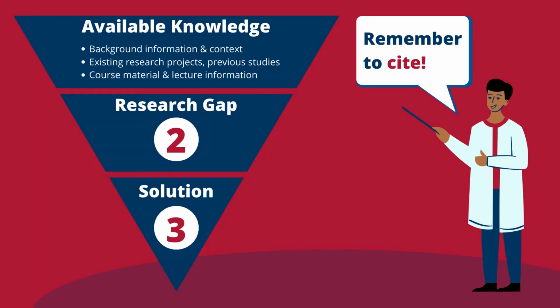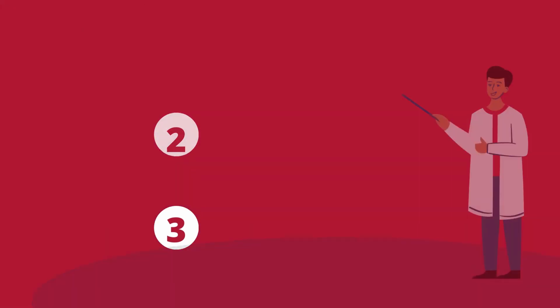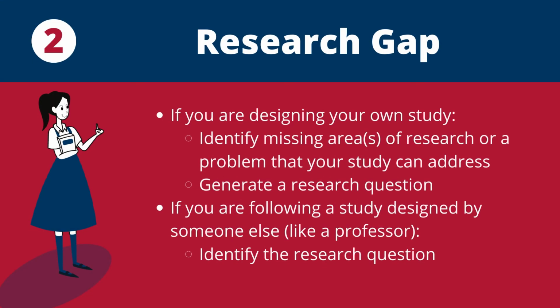Once you have provided a broader context for your topic, narrow it down to the specific problem you are trying to address through experimentation. When designing your own study, you should identify missing areas of research, a gap that your study helps to fill. This is called the research gap. Lab experiments designed by someone else, like a professor, similarly seek to identify and address a research gap.